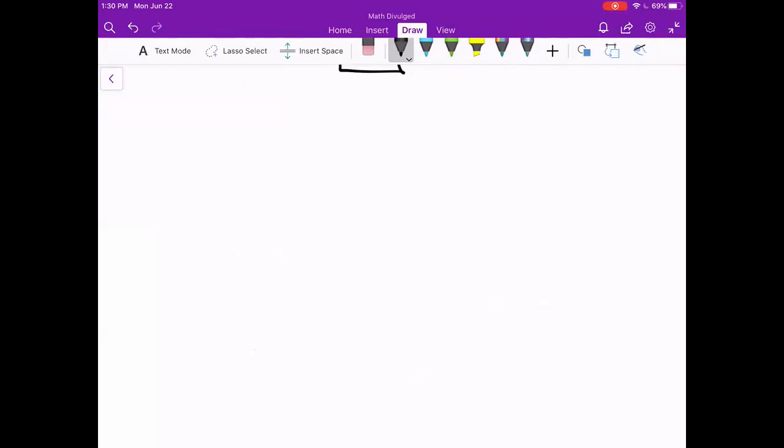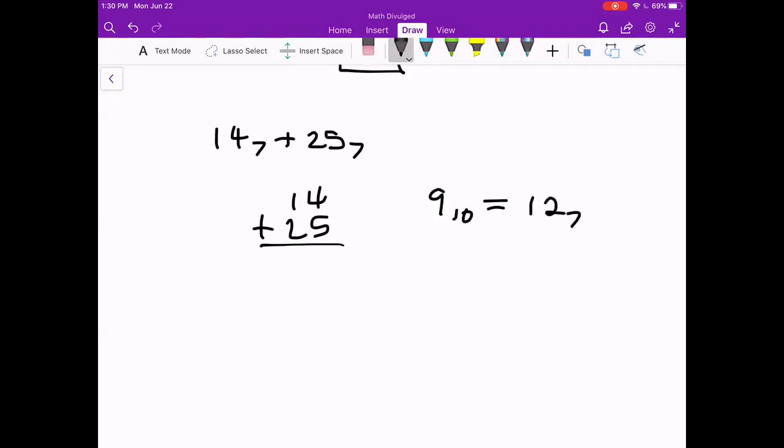So if we had 14 base 7 plus 25 base 7, let's write it like this. We have the 4 plus 5. 4 plus 5 is equal to 9 in base 10. But in base 7, that's equal to 1, 2, because we have 7 plus 2. 1 times 7 plus 2 is equal to 9. So we just write the 2 here, and then we carry over the 1.